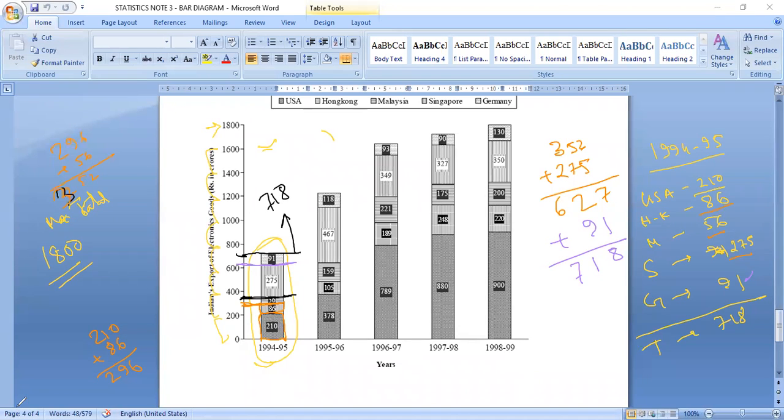Again I am saying, subdivided bar diagram drawing is a little bit tough because huge calculation is required with respect to the multiple or simple. Instead of shading, you can write the name here. Like for the case of 210, you can write USA. For the case of 86, you can write Hong Kong and so on. But you have to mention, either using shading or using name, what is the meaning of every division of the bar.